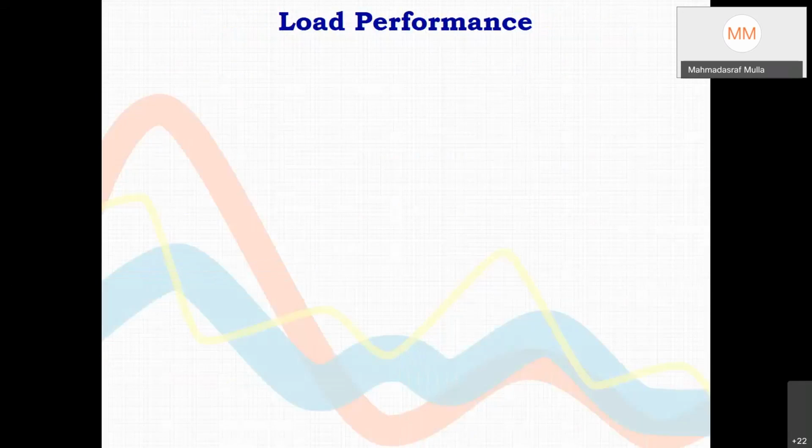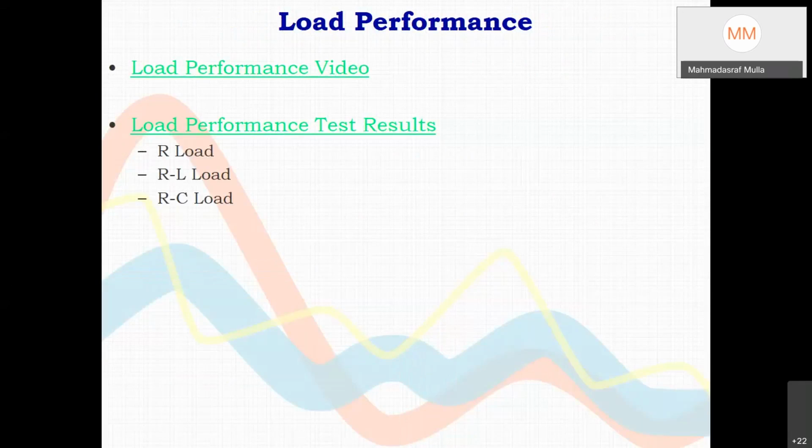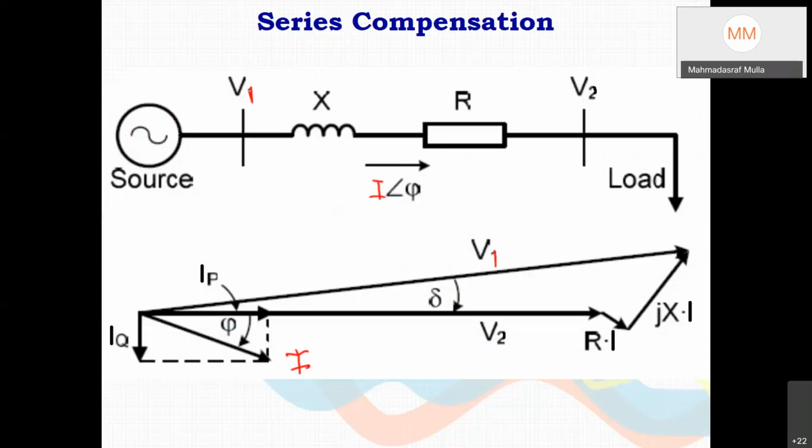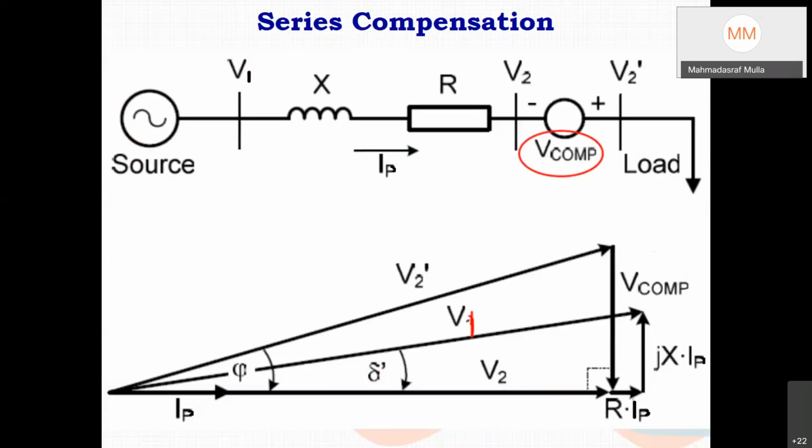So this is what I demonstrated: load performance, and with RL load what happens. Now there is an opposite concept called series compensation. Same transmission line, same lagging loading. V2 is lesser than V1, a huge drop is happening that we want to overcome to an acceptable limit. So in series compensation, at the receiving end we inject some voltage in series with the transmission line. So load voltage is not V2 now, it is some V2 dash.